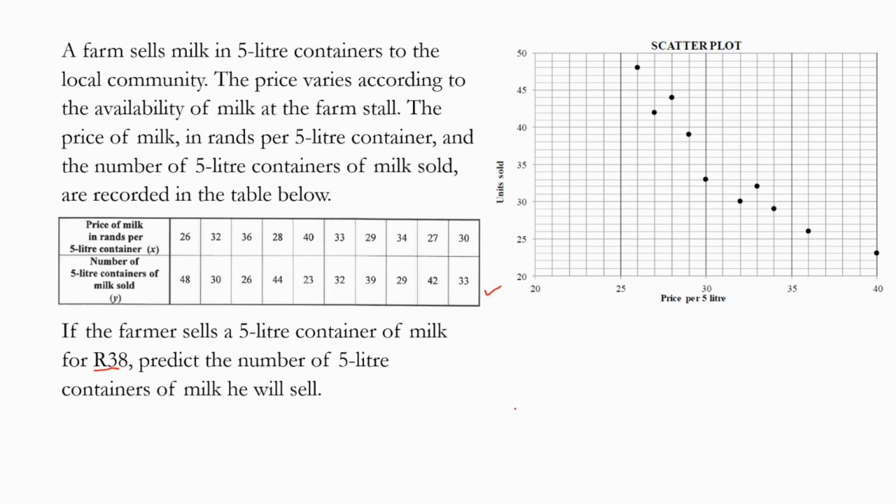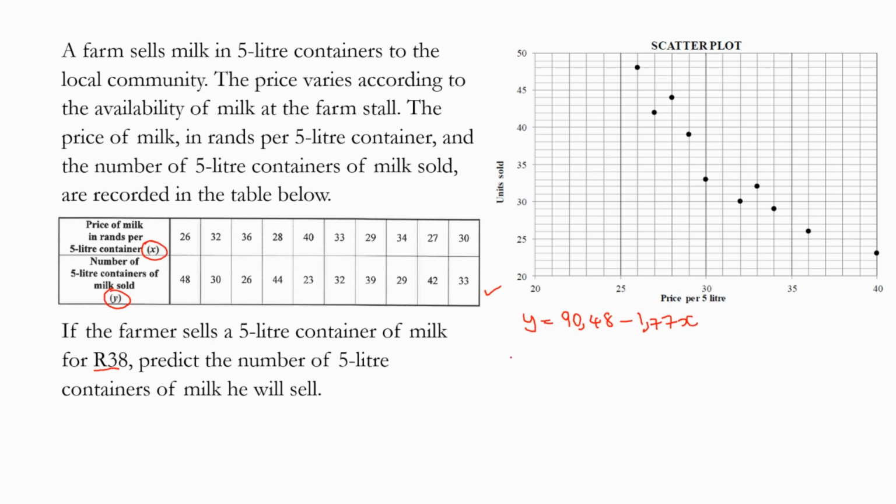All right, we found the equation of the regression line, and it is y is equal to 90,48 minus 1,77x. So now it says, if the farmer sells a 5-liter container of milk for 38 rand, predict the number of 5-liter containers of milk you will sell. So we're given the price, which is x. We need to find the number of 5-liter containers that can be sold using our equation.